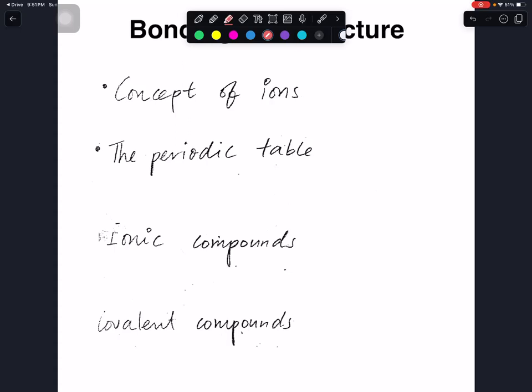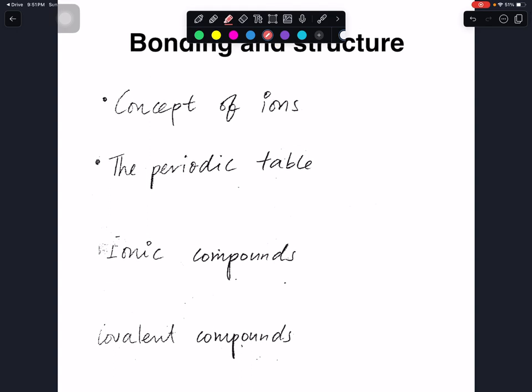Okay, hello everybody. So today we're going to talk a little bit about bonding. This will be the training video for bonding of ionic and covalent structures. I'm going to show you guys how to teach these. So I'll begin now.